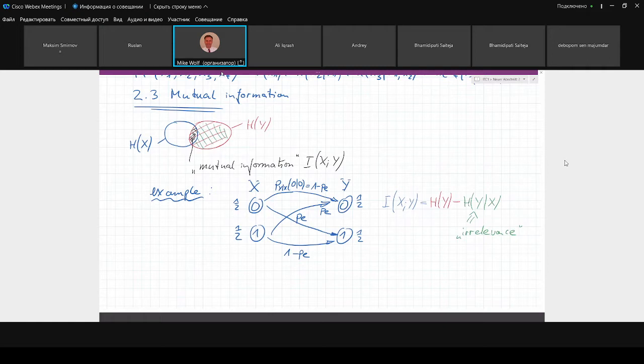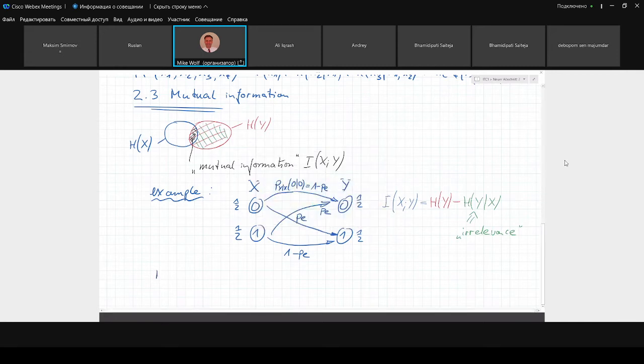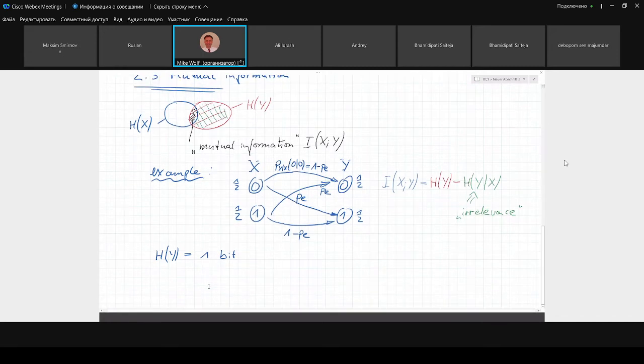Let's say h of Y is, of course, how large is it? If the probabilities are 1/2, it's of course 1 bit, right? Because log 2 of 2 is 1, and there's no question. And the other value is easy to calculate. It only depends on this error rate, or this value PE, right?